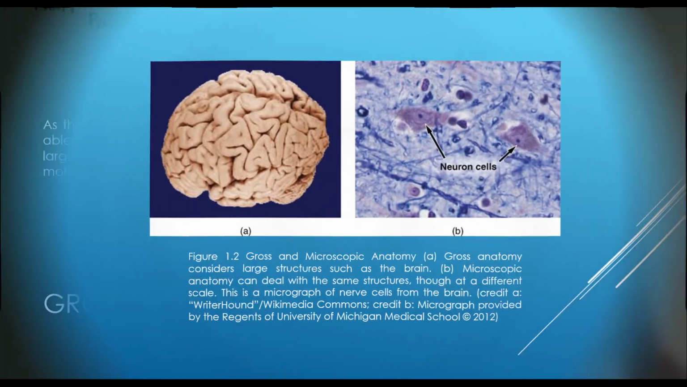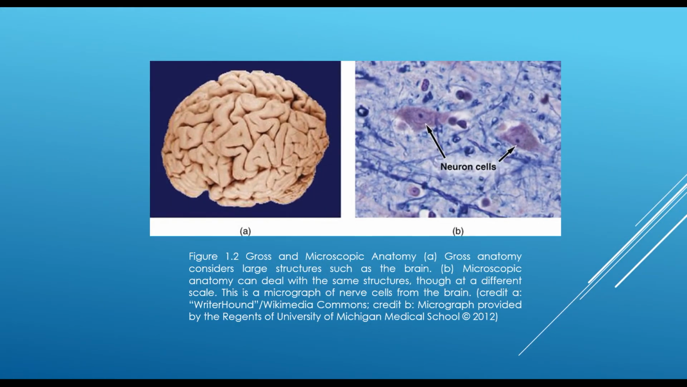Figure 1.2. Gross and microscopic anatomy. A. Gross anatomy considers large structures such as the brain. B. Microscopic anatomy can deal with the same structures, though at a different scale. This is a micrograph of nerve cells from the brain.